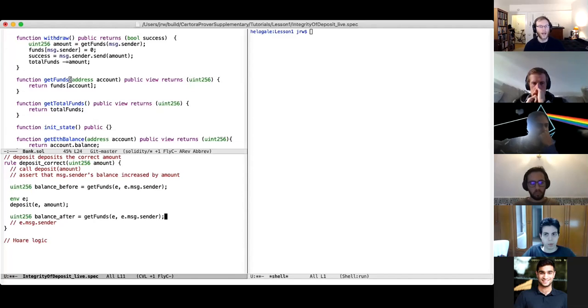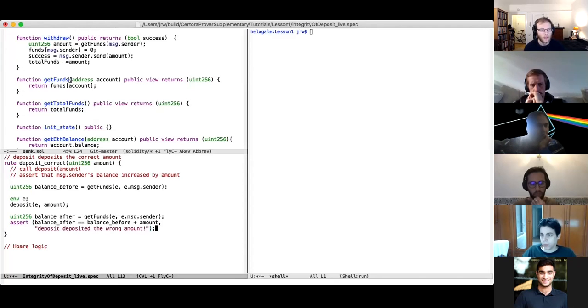After is that. And now we can make our assertion, which is that the balance after is equal to the balance before plus amount. Okay, and we'll give a little error message here: Deposited the wrong amount. Okay, so that's our assertion.